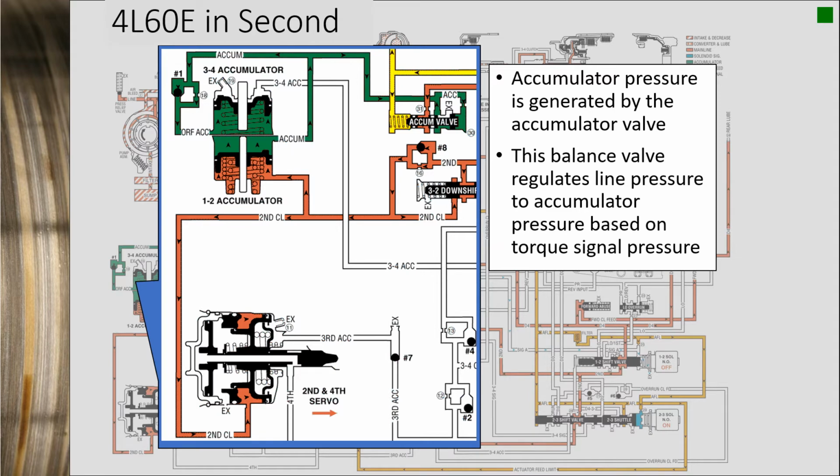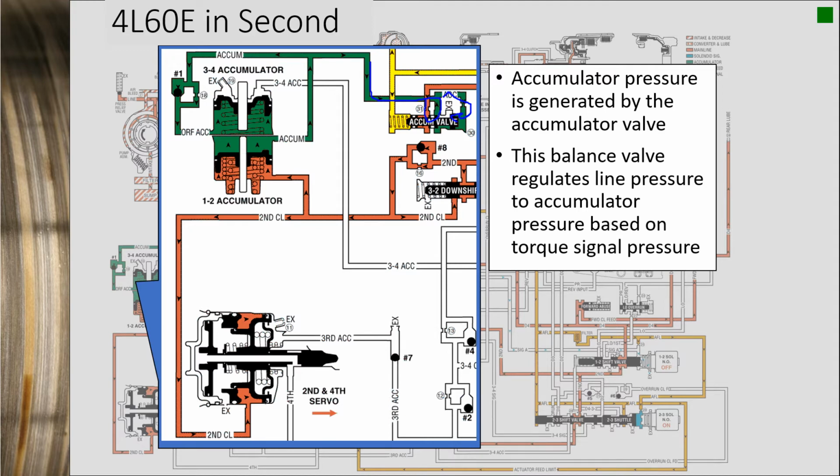As I mentioned before, the accumulator pressure is generated by this accumulator valve. Line pressure comes in and finds its way into the accumulator circuit. Once there's enough pressure in there, the accumulator valve will move over and cut off its own feed there. Won't let any more in. If I want more pressure, my pressure control solenoid will increase torque signal pressure, and it will push this valve over to the right, and that would allow more line pressure into the accumulator circuit until I got enough to basically regulate itself, move itself back over, and cut itself off again.